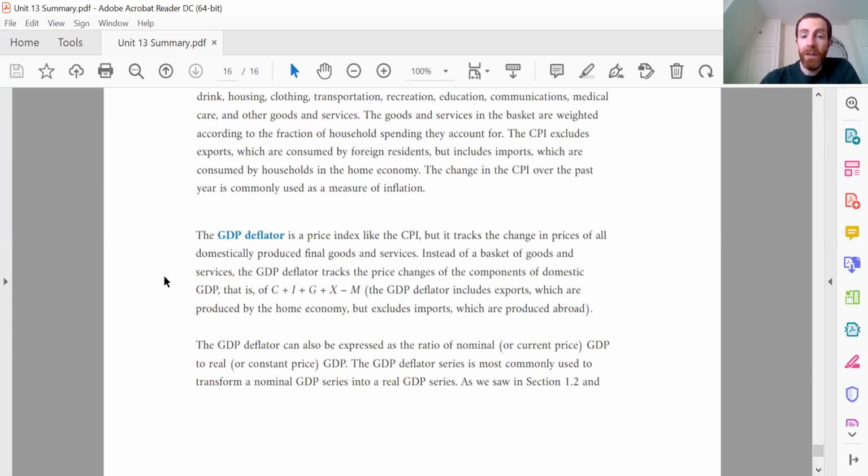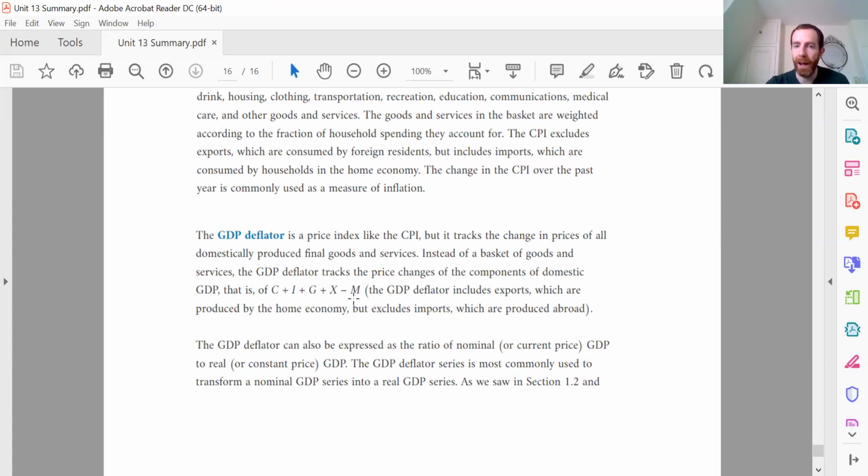What the GDP deflator does, again, is a price index, but not produced by looking at a basket of goods. The way that it is constructed is by looking at, as it says here, the price changes of the components of domestic GDP, right? We've seen this: consumption, investment, government spending, exports minus imports. So this price index is built based on the prices of private consumption, the price of investment, the price of government spending. And then really importantly here, the X minus M.